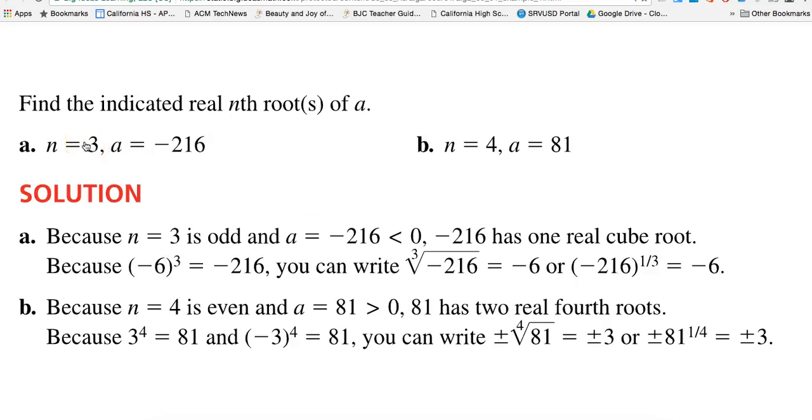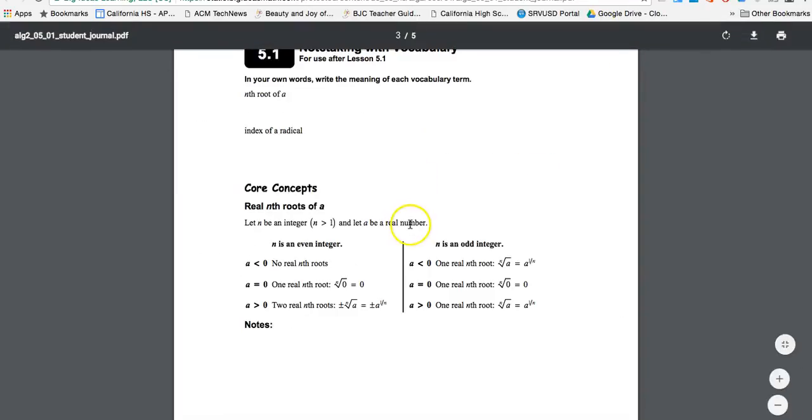Now you're going to be doing some examples, and after some repetition, you'll get this. When you're trying to find the real nth root of A, you've got n equals 4 and A equals 81. So n is now an even integer, and 81 is greater than 0. So this is going to have two real nth roots. n is going to be our index of A, and it's going to be the plus or minus fourth root of A.